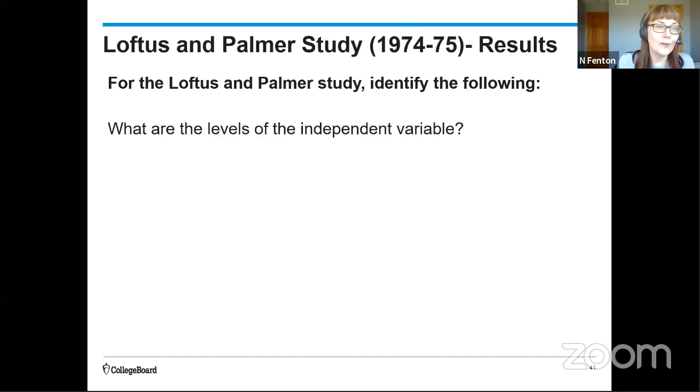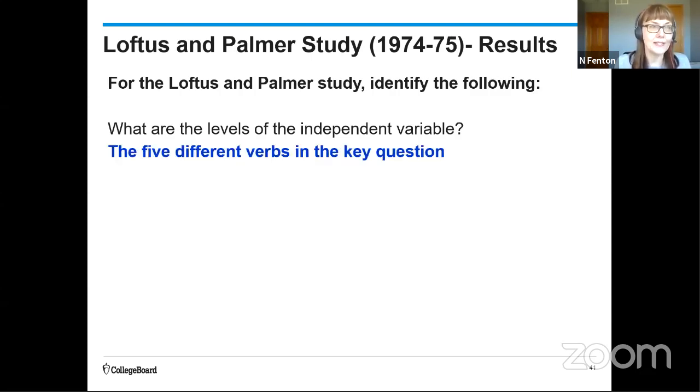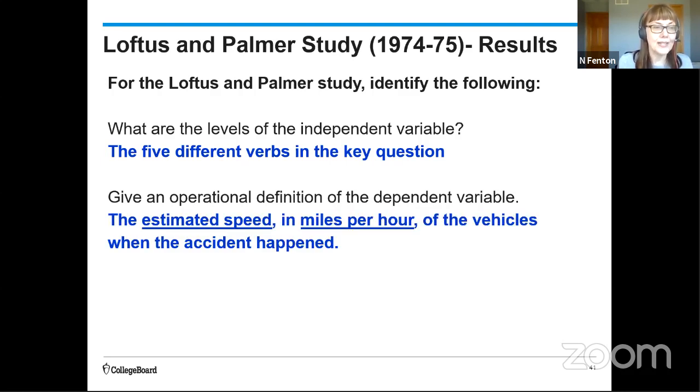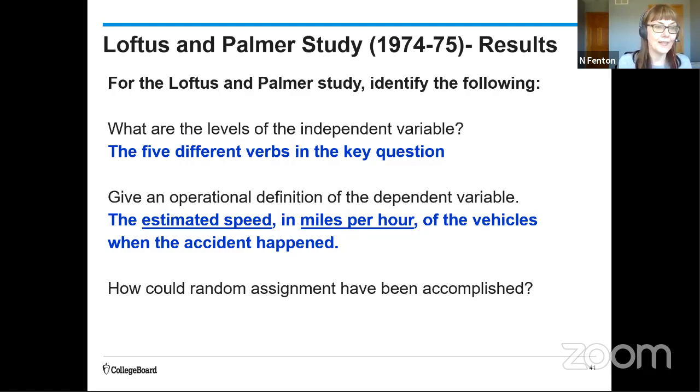So the little research review: what are the levels of the independent variable in this study? That would be the 5 different verbs, whether they were asked hit or smashed or collided. If you had to give an operational definition of the dependent variable, remember you want this to be measurable. First of all, you have to identify the dependent variable and then make it operational. If you're watching this recorded, you can always go back and reread the screen if you need a little bit more time. So this would be the estimated speed in miles per hour of the vehicles when the accident happened.